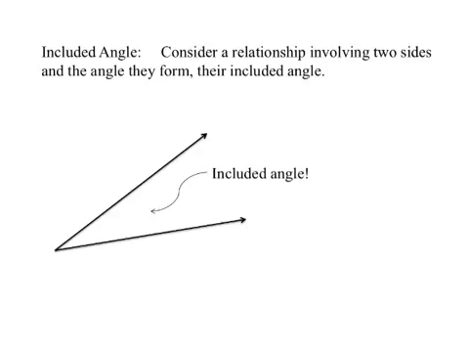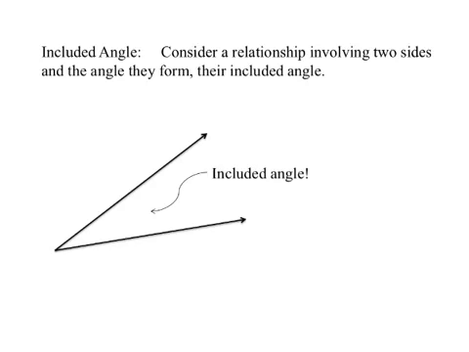Let's start section 4.5 today. We're talking about proving triangles are congruent by side angle side and hypotenuse leg. Sounds fun, right? First of all, let's make sure we all understand what an included angle is.